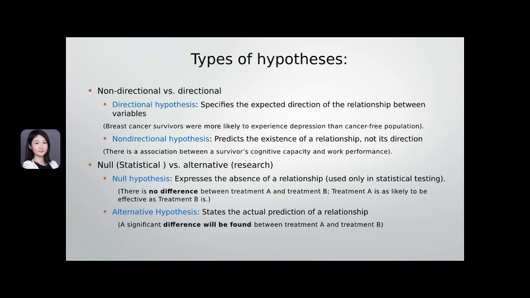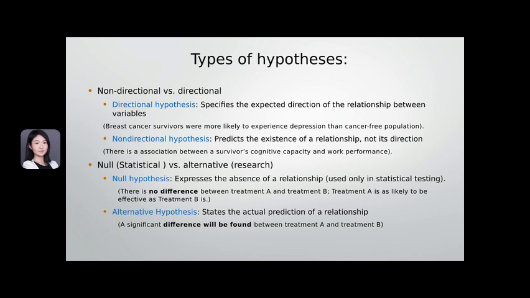Another way to distinguish hypotheses is by the null, which people use to express the expected absence of a relationship. Often it is worded as no difference or no relationship, whereas alternative hypotheses are statements of expected relationships between variables. They can be directional or non-directional.